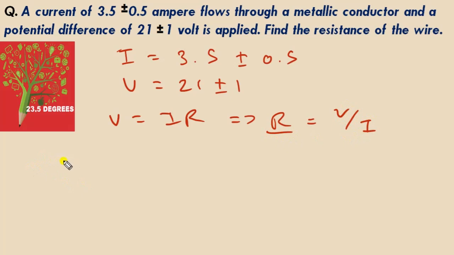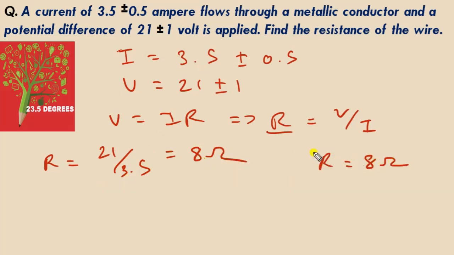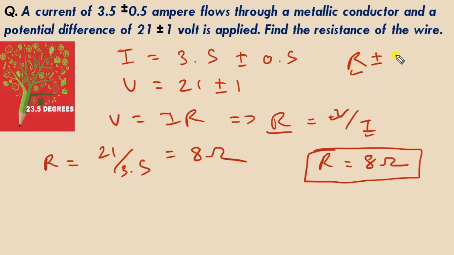So we know the formula for resistance. First we will get the true value of resistance. True value of resistance would be what? R is equal to simply true value of voltage, that is potential difference, that is 21 upon true value of current, that is 3.5. Okay, and by doing this we will get 8 ohms. Clear? So this is the value of R. R is equal to 8 ohm. Remember this. Now R must be expressed in this form, because since both voltage and current have some error, R will also have some error. So R would be represented in this form, the true value plus minus the mean absolute error in R. Okay, so here we got the true value for R, which is 8 ohm.